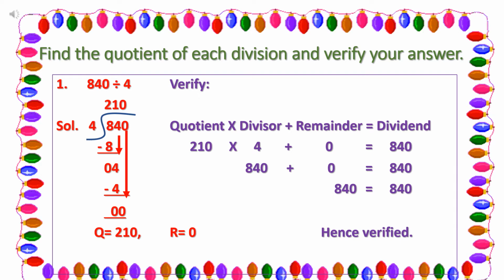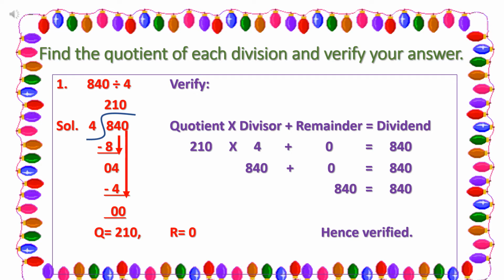And for verification, we have a formula, that is quotient multiplied by divisor plus remainder, and it should be equal to dividend. अब हमारा quotient क्या है? 210. Divisor is 4. And remainder we have got 0. And dividend here is 840. So we have put the values of quotient, divisor, remainder and dividend here.